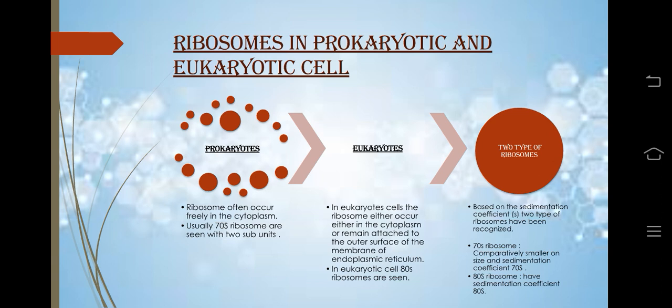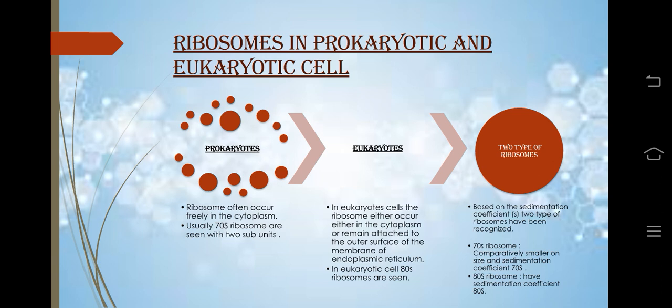Ribosomes in prokaryotic and eukaryotic cells. Prokaryotes: ribosomes often occur freely in the cytoplasm. Usually 70S ribosomes are seen, with two subunits. Then eukaryotes: in eukaryotic cells, ribosomes occur either in the cytoplasm or remain attached to the outer surface of the membrane of the endoplasmic reticulum. In eukaryotic cells, 80S ribosomes are seen.